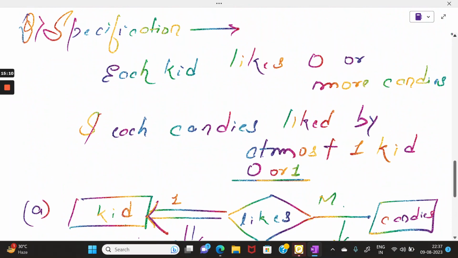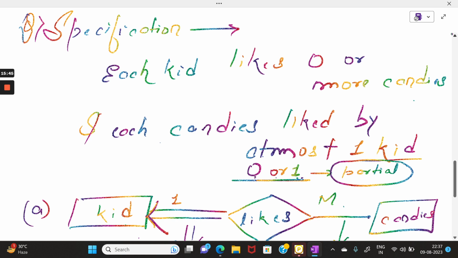Our statement was each kid likes zero or more candies, and each candy is liked by at most one kid. That means each candy is liked by zero kid or one kid. Okay, that means we don't need to have a total participation here, right? If each candy is liked by zero kid, then we don't need the total participation. So here partial. Okay, so here we can have the partial participation for the candy set.